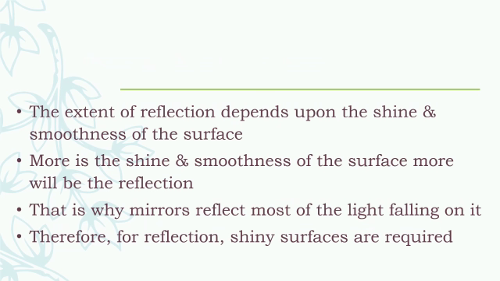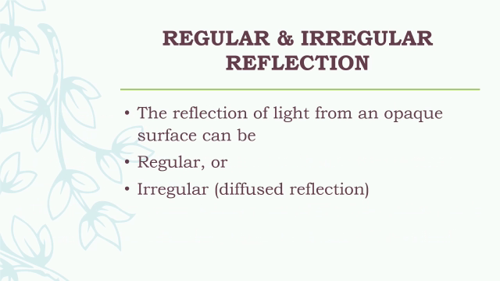The extent of reflection depends upon the shine and the smoothness of the surface. The more the shine and smoothness of the surface, the more the reflection. Children, suppose your mama has bought new utensils. You can see the light that is reflected from the new utensils and the old ones, and you can check out the difference. That is why mirrors reflect most of the light falling on them. Therefore, for reflection, shiny surfaces are required.